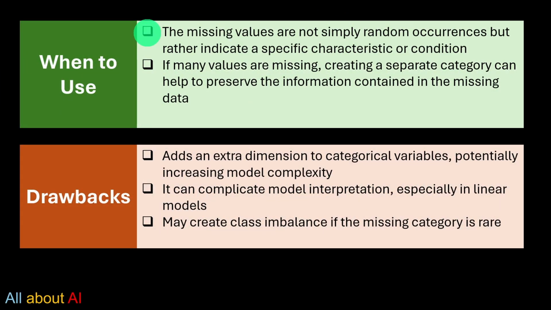Now, in terms of usage, the missing values are not simply random occurrences, but rather indicate a specific characteristic or condition. In those scenarios, this is suitable. If many values are missing, creating a separate category can help to preserve the information contained in the missing data. So these are the two scenarios where we usually use this method. Now, in terms of drawbacks, it increases dimensionality, as one extra dimension or categorical variable potentially increases model complexity. It can complicate model interpretability. It may create class imbalance if the missing category is rare. Let's take a look at code now.